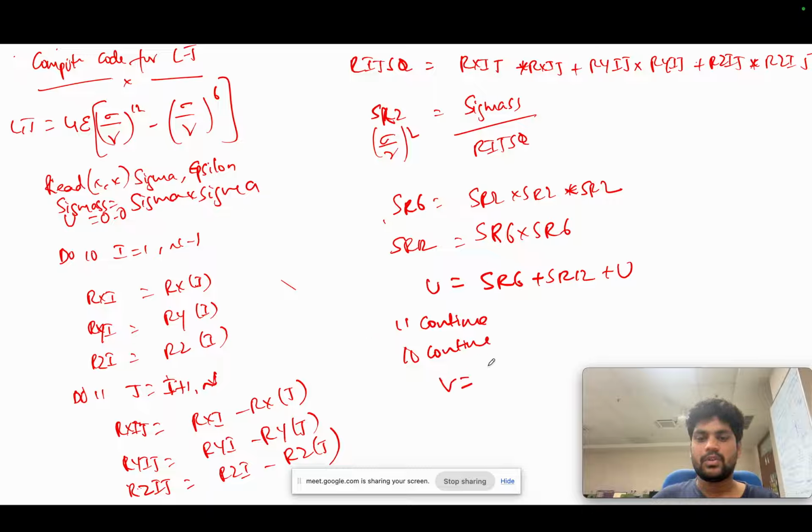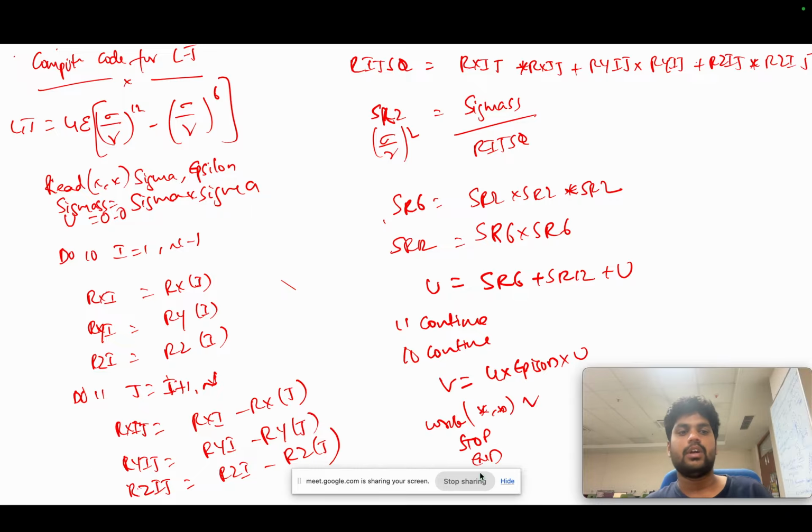Now V equals 4 times epsilon times U. This U we will get here, and then write this value to the main file. So x comma v comma, which value are you writing? V, and then stop, end. So basically we are taking the xyz coordinates.